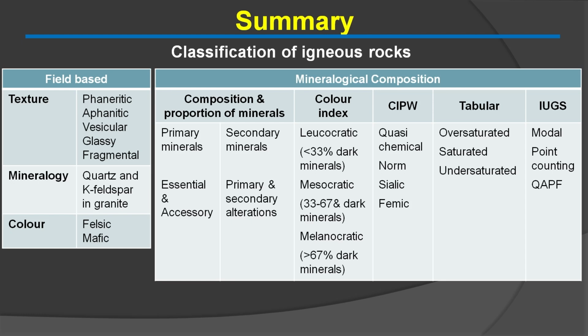Then we have the IUGS classification, which is based on the composition of the rock, and we can calculate the Q, A, and P proportion of minerals in the rock and plot it on the QAPF diagram and classify the rocks.